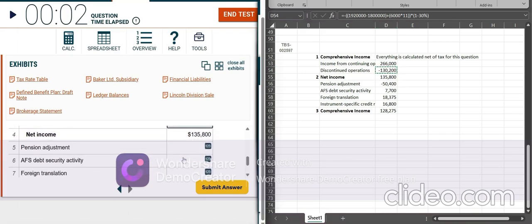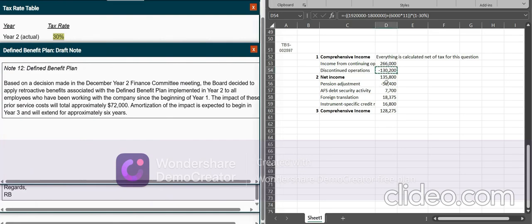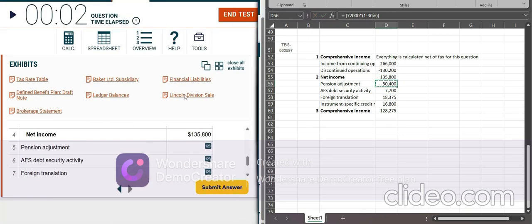And now we have to calculate the pension adjustment. For this we have to open the defined benefit plan draft exhibit, and we have to record the cost of $72,000 net of taxes to get the number for the pension adjustment. And we will copy it and simply paste it to the right column of pension adjustment.